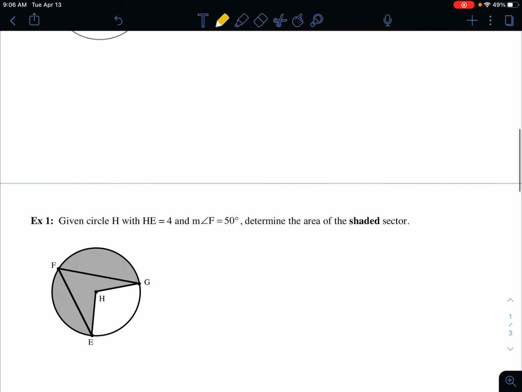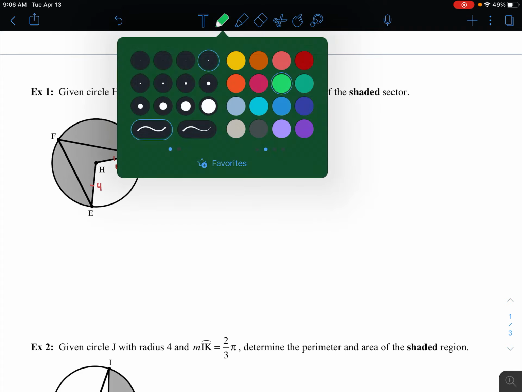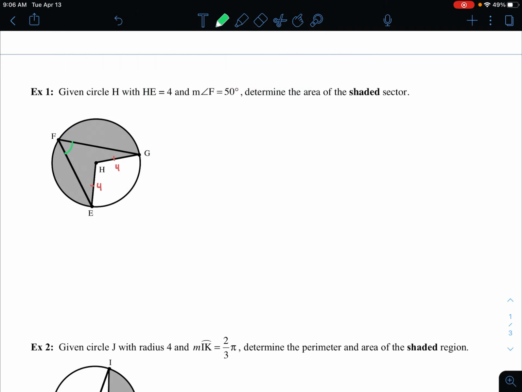All right, let's take a look at example 1. Given circle H with HE equals 4. That also means HG equals 4 because they're both radii. The measure of angle F is 50 degrees. Determine the area of the shaded sector.